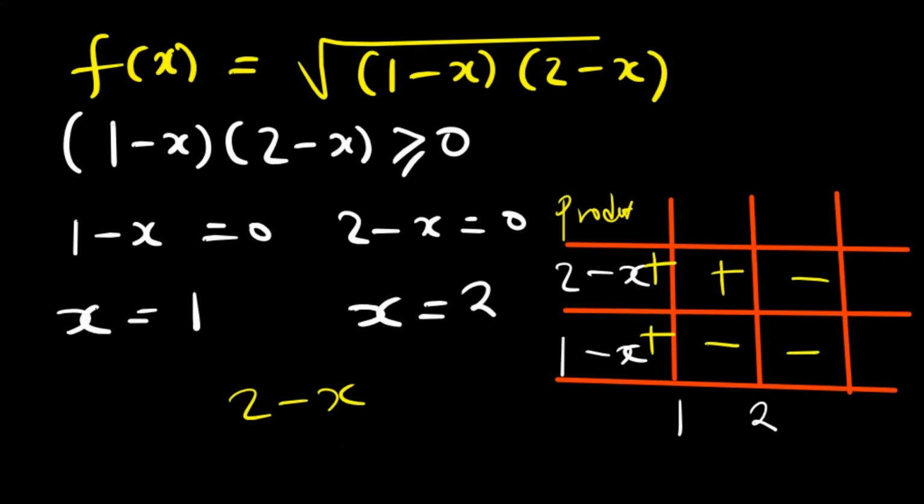Now that I've got this, and these ones are multiplying, I'm going to multiply the signs to see what I now get. Okay, so positive multiplied by positive will give me a positive. Negative multiplied by a positive will give me a negative. The negative multiplied by the negative will give me a positive.